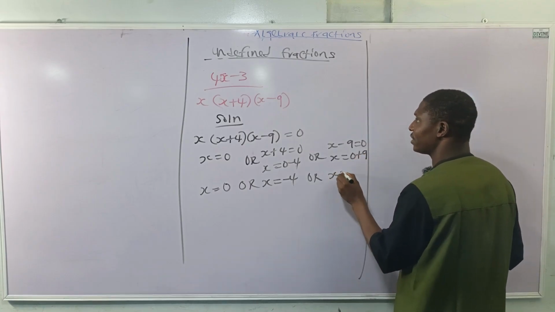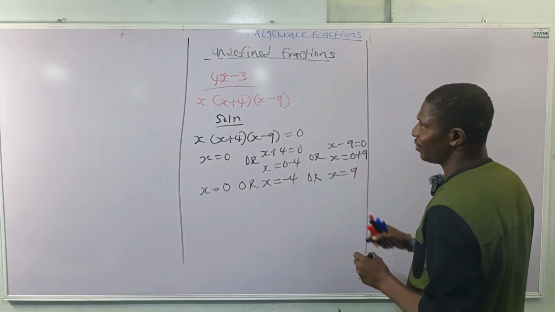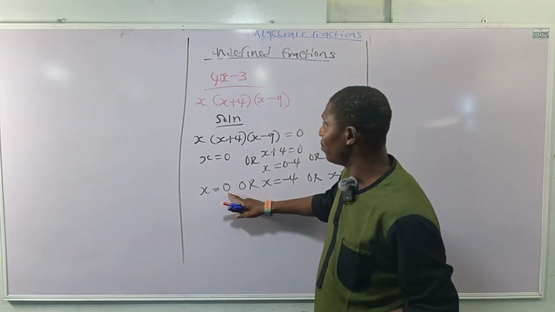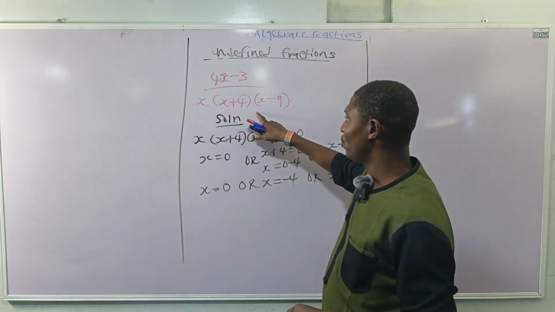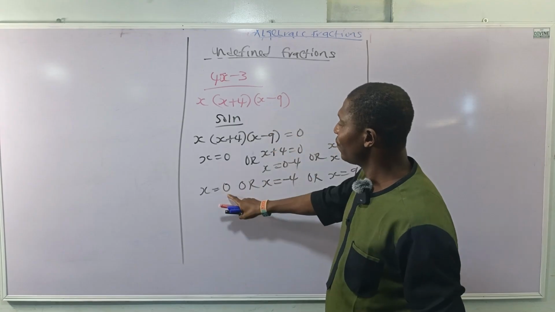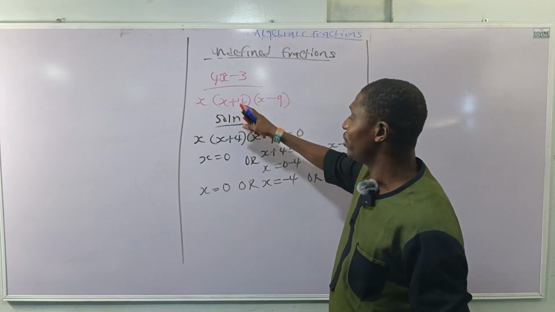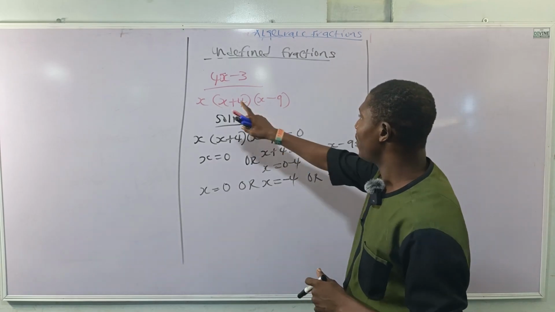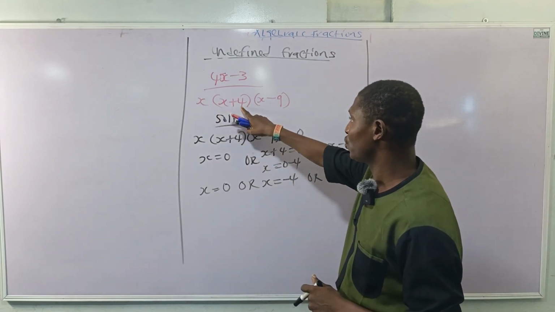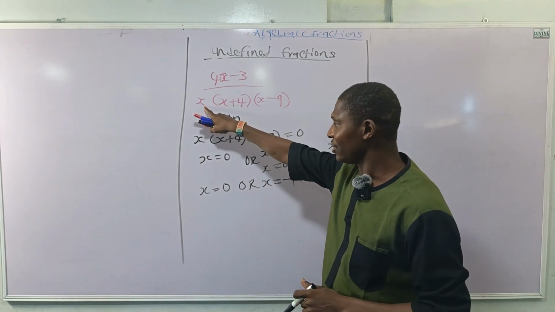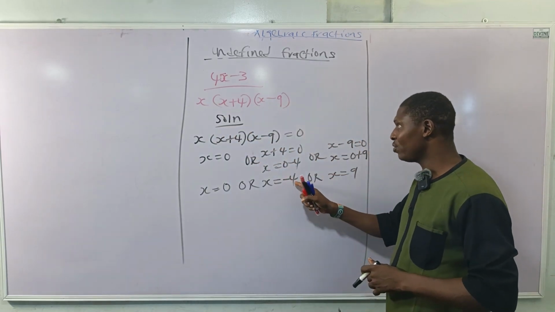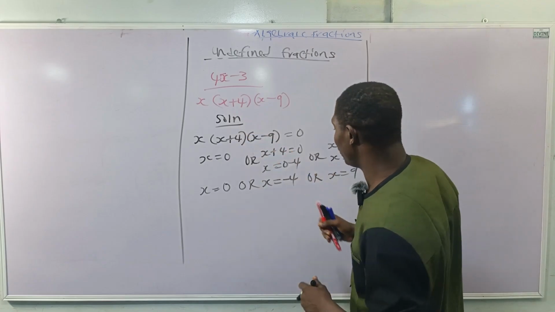9 and x equals 9, we make the expression equal to 0. Check. If x is 0, 0 times any expression will give you what? 0. So if x is 0, the denominator will be equal to 0. If x is minus 4, minus 4 plus 4 will give me 0, and 0 times x is 0, and 0 times minus 9 is 0. So when x is minus 4, the expression is also equal to what?